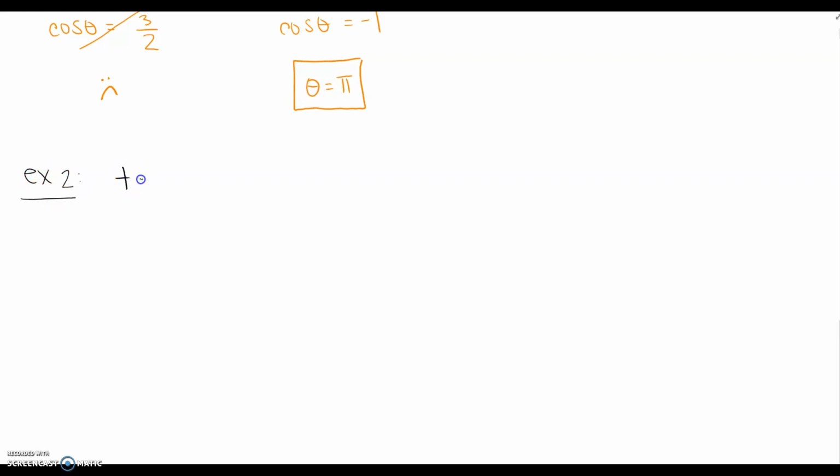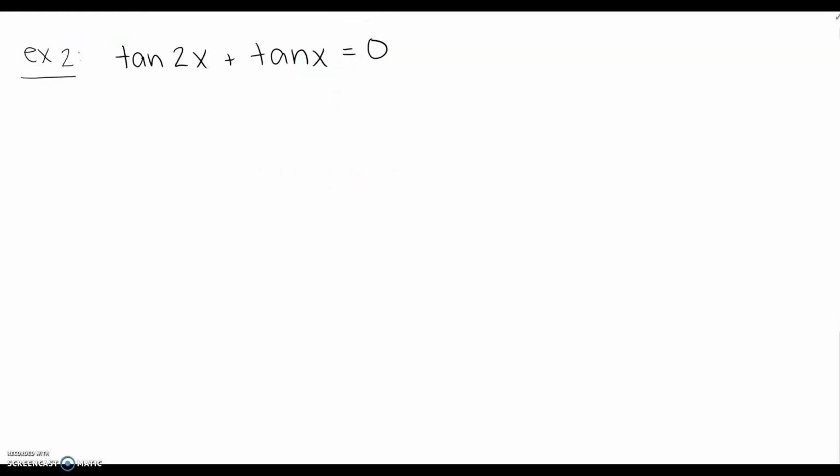Tangent of 2x plus tangent of x equals 0. All right, hopefully you guys just completed this. There are a few ways to do it. I'm just going to show you one right now. And it might be different than what you did, and that's okay.